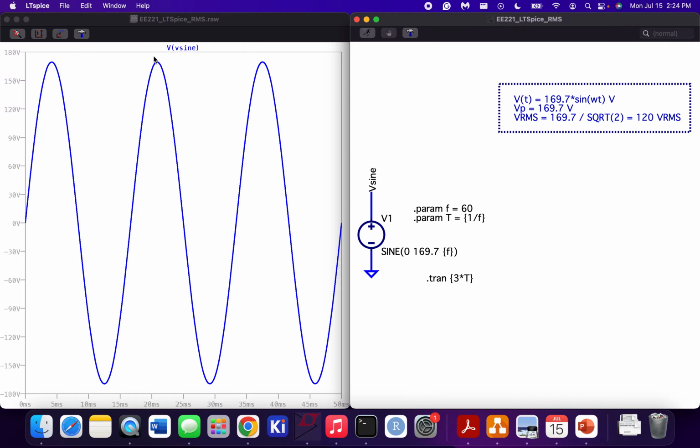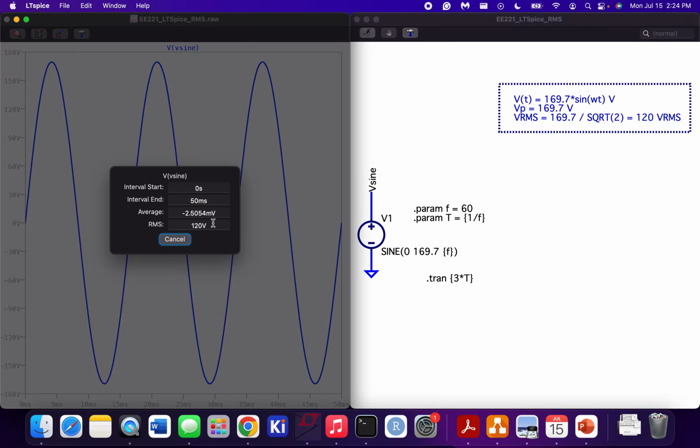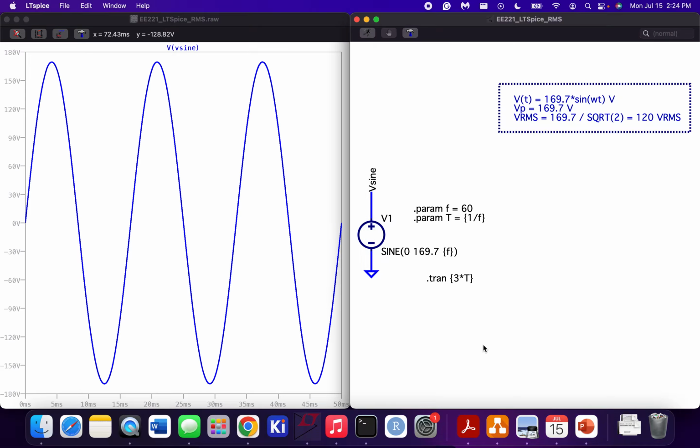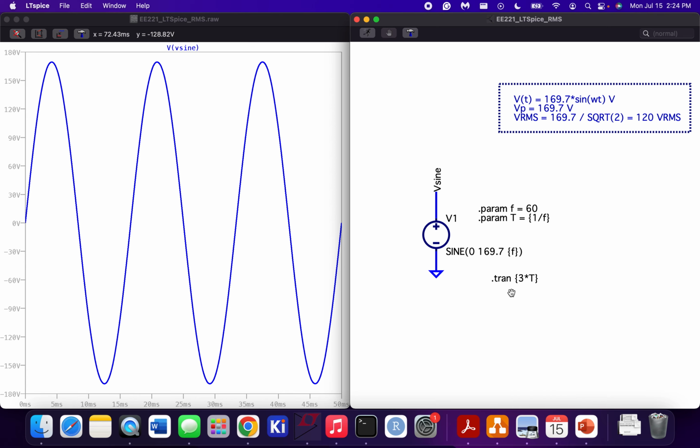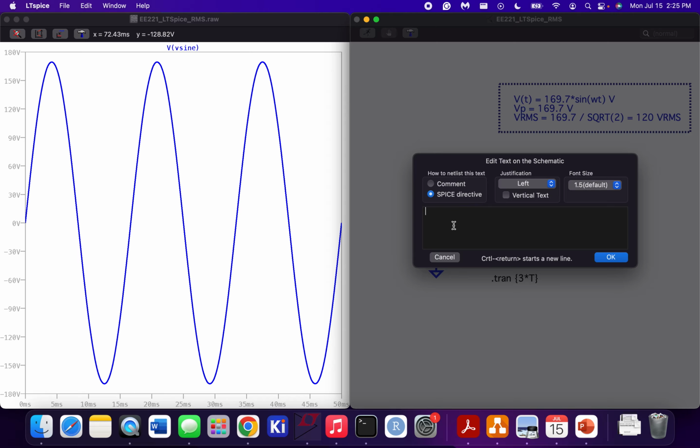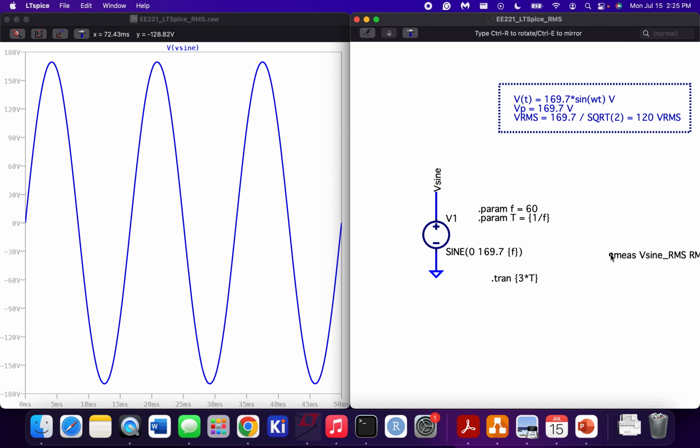So that's one way to measure it: just control left click and I see the 120 volts. Another way to measure it, very similar to what we did in the last video, is to do a Spice directive, where again I say .meas, or MEAS. I name my measurement, so let's call it V sine underscore RMS. Then the type of measurement, which in this case is RMS, so we use capital RMS. And what am I taking the RMS of? I'm taking it of the voltage at node V sine, V of V sine. So I hit OK.